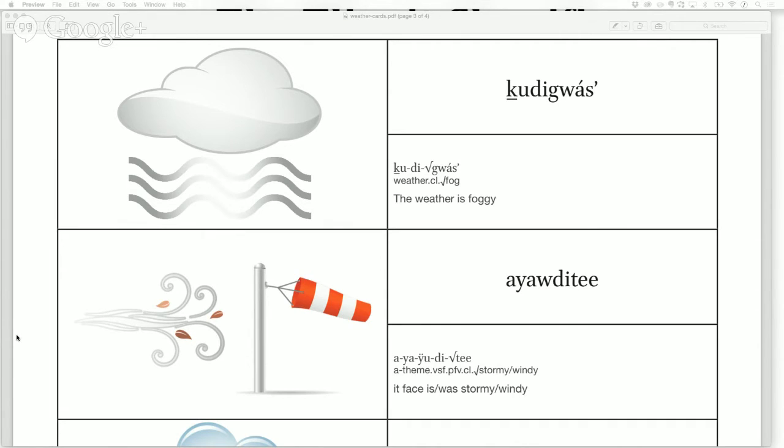So it means it's stormy or windy. Probably has something to do with moving some vertical surface.